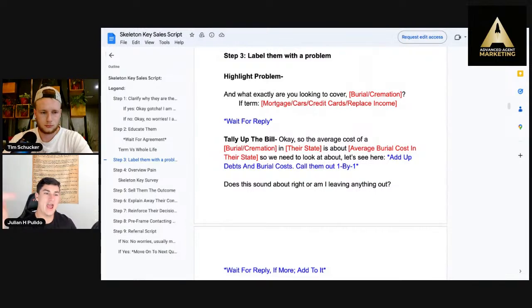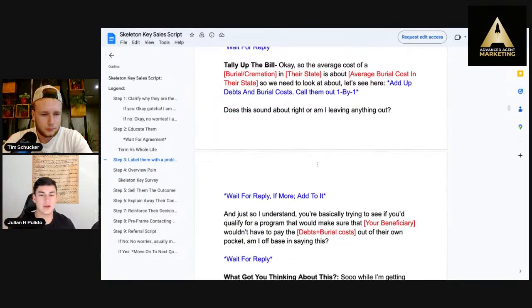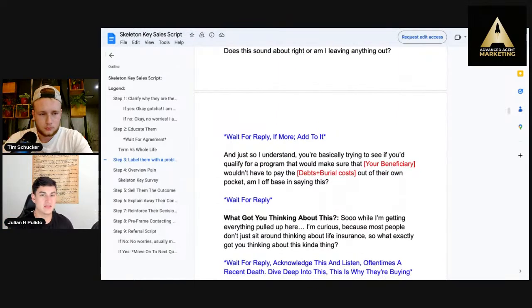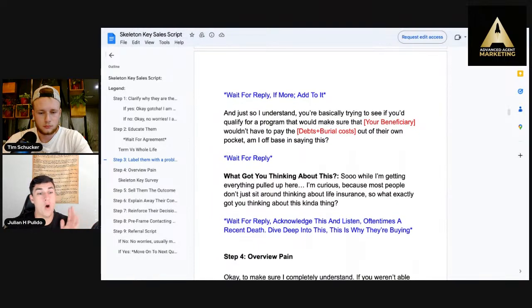But when I have them explain to me how much it actually costs, I'm like, okay, cool. And just so, does this sound about right, or am I leaving anything out? No, I have that truck payment like you mentioned. And then if we scroll down a little bit here, once we've tallied up the bill, and I've had them confirm how much it costs, then I can say, okay, cool, no worries. Go through this little next step here and have them confirm why they're covering these costs. Okay.